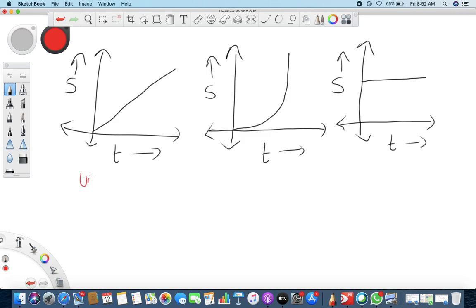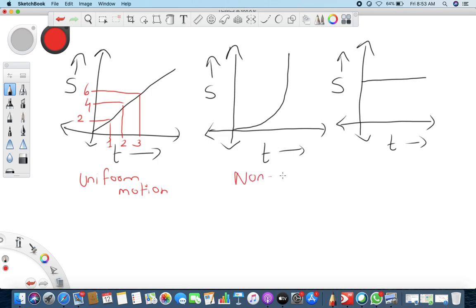This is uniform motion. Why is it uniform motion? If you find out the distance versus time, for example, at 1 hour it is 2 kilometer, then at 2 hour it is 4 kilometer, then at 3 hour it is 6 kilometer. So you see equal distance in equal intervals of time. That is the definition of uniform motion. If an object travels equal distance in equal intervals of time, then we call it uniform motion.